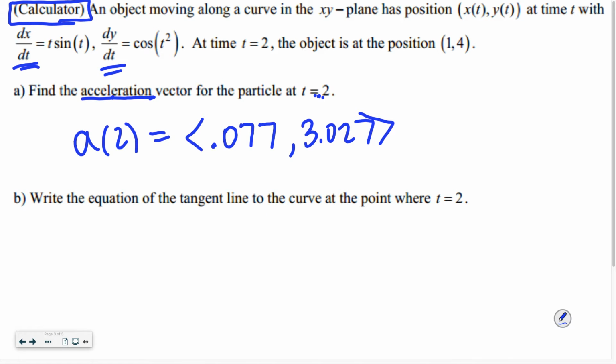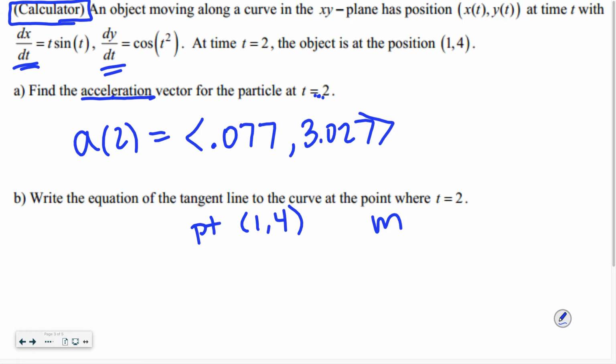I want the equation of the tangent line to the curve at the point where t equals 2. So on your notes, write tangent line at t equals 2. What two items do we need to write a tangent line? Slope and a point. What do we know already? We know that the point is (1, 4). We now need slope. Caleb, how do we calculate slope in this situation? Find the derivative and plug in the point.